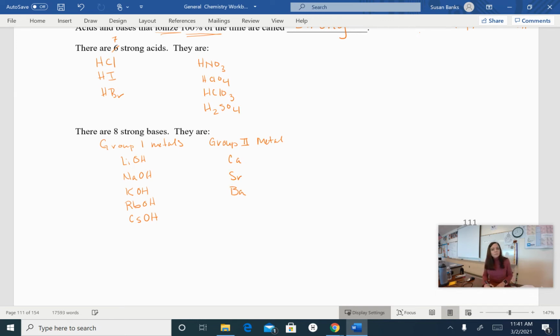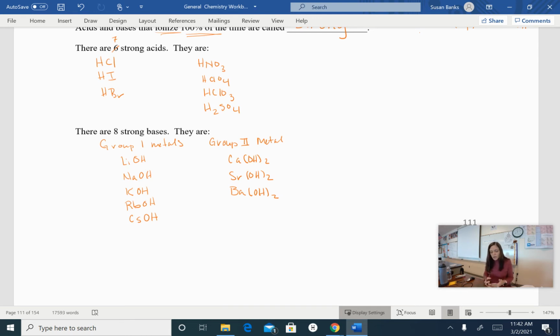Now, if you remember, group 2 has a positive 2 charge. So that means to balance that charge out with a negative 1 charged hydroxide, I'm going to need to put 2 hydroxides on here. So calcium hydroxide, strontium hydroxide, and barium hydroxide. Okay? Now remember, when we need to multiply a polyatomic or a group of atoms, we always put parentheses around that group and put the subscript afterwards to multiply it. That's why I have it written that way.